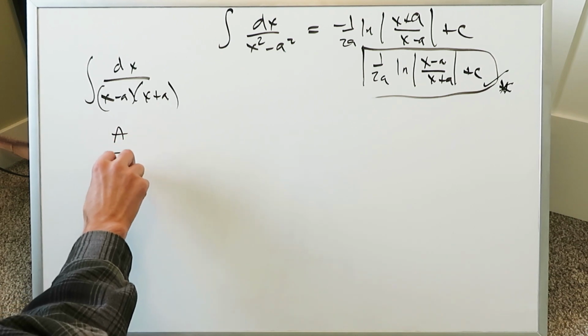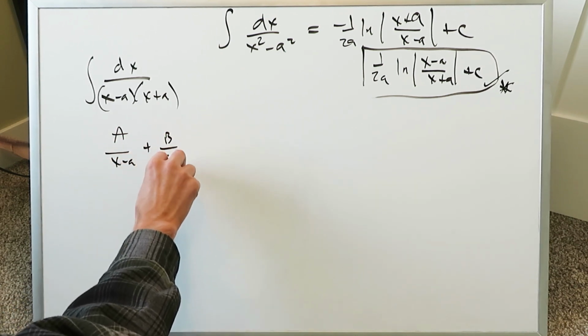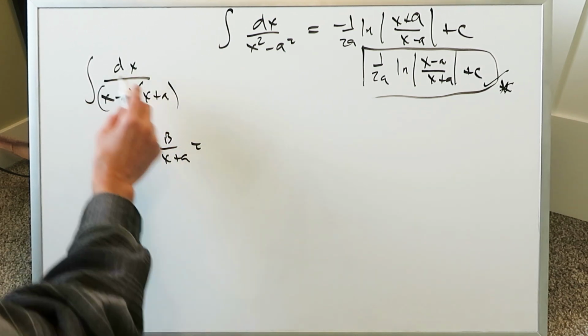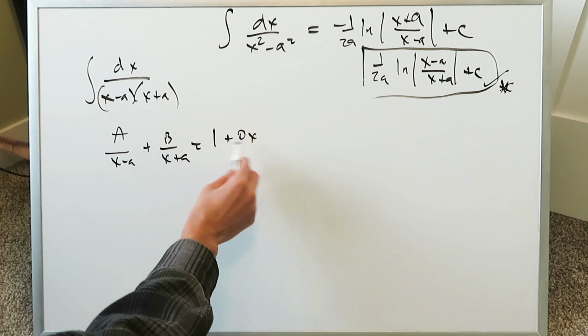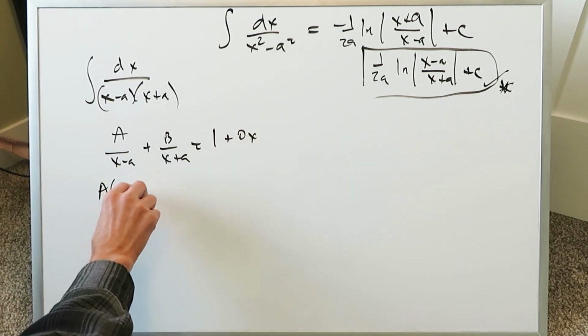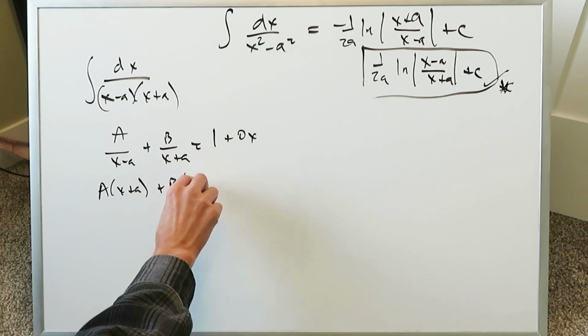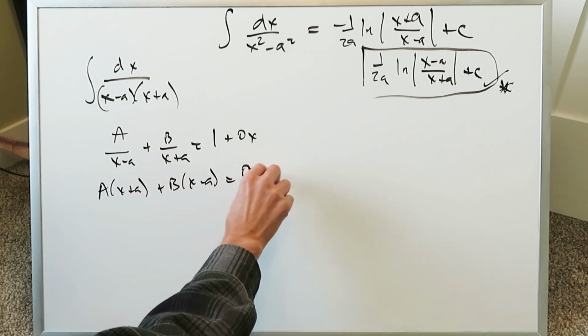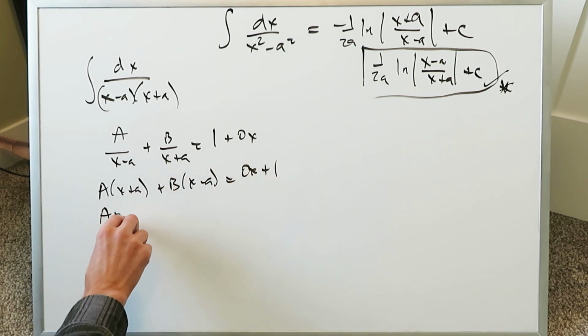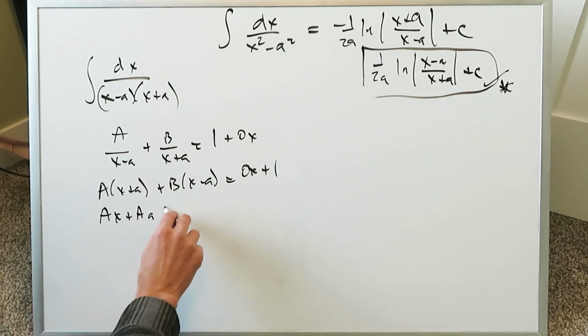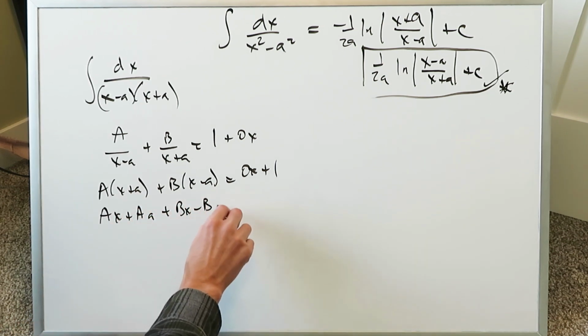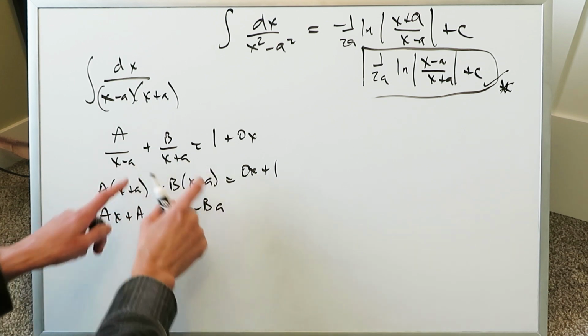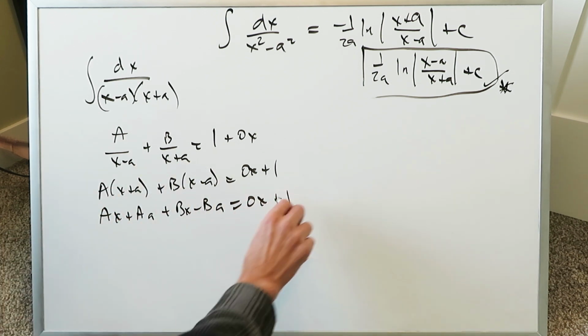You'll have A over x minus a, and then you'll have B over x plus a, which will equal to the numerator here 1 plus 0x, a placeholder. You'll do A times x plus a plus B times x minus a is equal to 0x plus 1. Open this up, you'll have Ax plus Aa, and then this Aa plus Bx minus Ba, and then that a, that's these a's carrying through 0x plus 1.